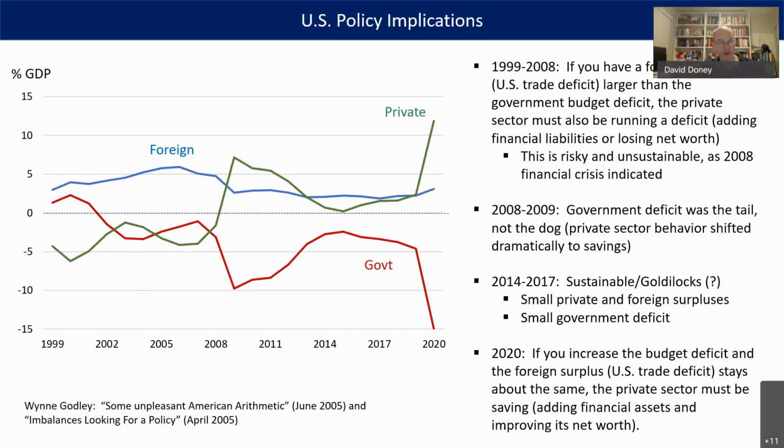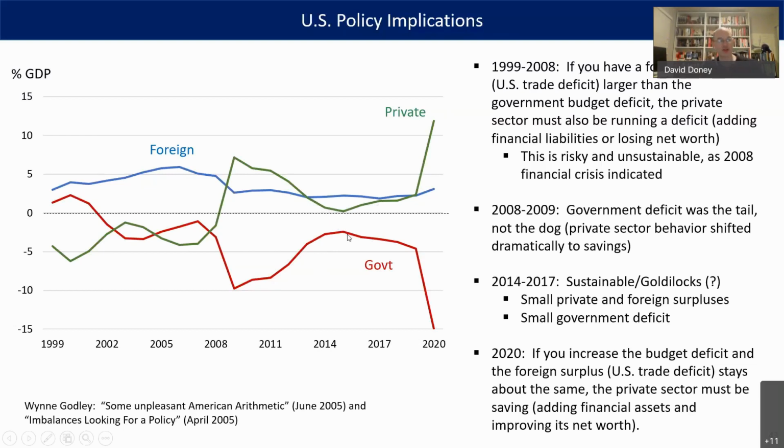Now, the other question is, was 2014 to 2017 your Goldilocks period? You had a moderate budget deficit. The trade deficit had come down a little bit. The foreign surplus was down a little bit. And you had a positive private sector surplus. I would argue that, yes, that's what you want. Meaning if you're a policymaker, this is what you want. You want things to look like this. For the U.S., this range in here is optimal.